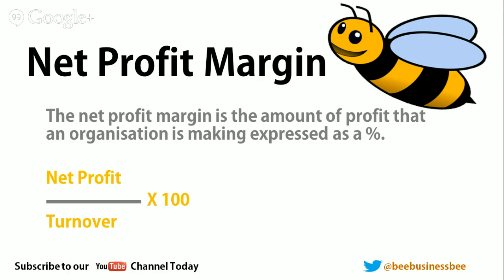The net profit margin is the amount of profit that an organisation makes expressed as a percentage. So this is what you make as a company in a percent. So what percent you made, and you calculate this, and you've got to know this formula: net profit divided by turnover times 100. So you need to probably write it down and make sure you note it for your exam.